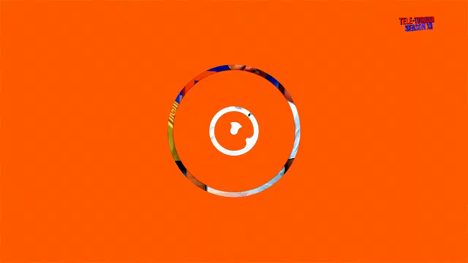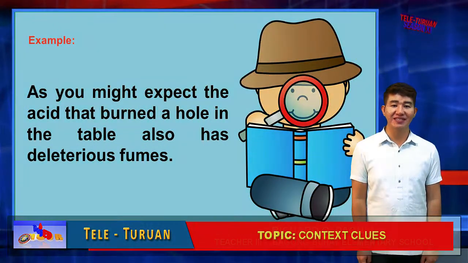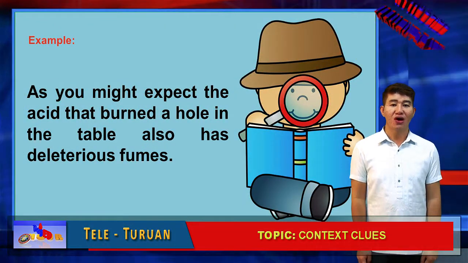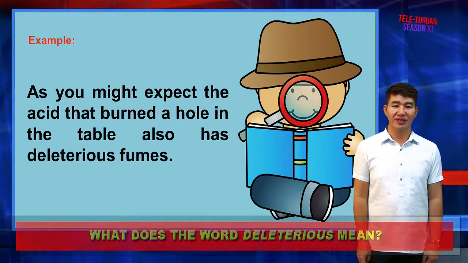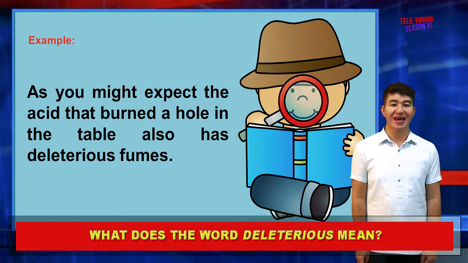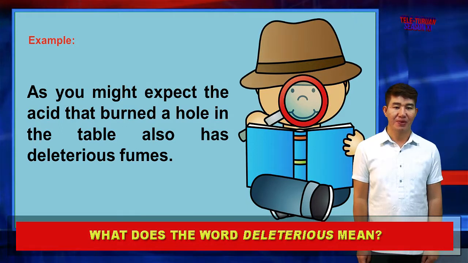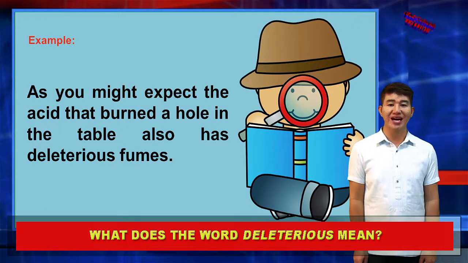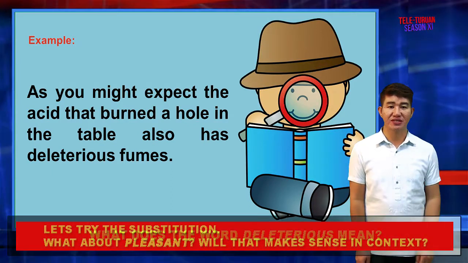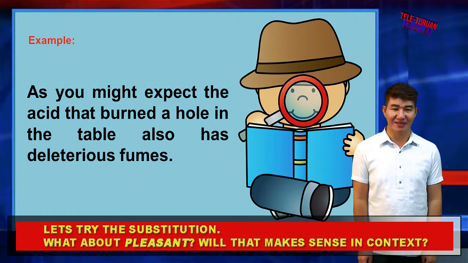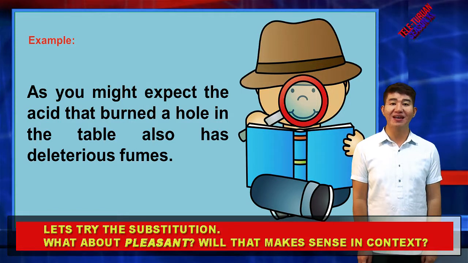Here's the sentence. As you might expect, the acid that burned a hole in the table also has deleterious fumes. Okay, what does the word deleterious mean? It uses an adjective to describe the fume. But we don't have any synonyms or antonyms, nor any examples in the sentence. Let's try the substitution. What about pleasant? Will that make sense in context?